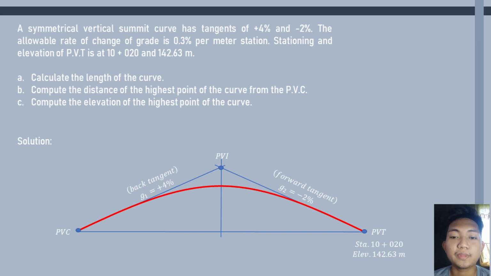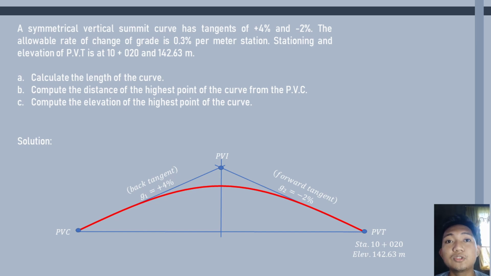First problem: a symmetrical vertical summit curve has tangents of positive 4% and negative 2%, respectively. The allowable rate of change of grade is 0.3% per meter station. The stationing and elevation of the PVT are at 10 plus 0.20 and 142.63 meters, respectively. There are three conditions you need to compute.